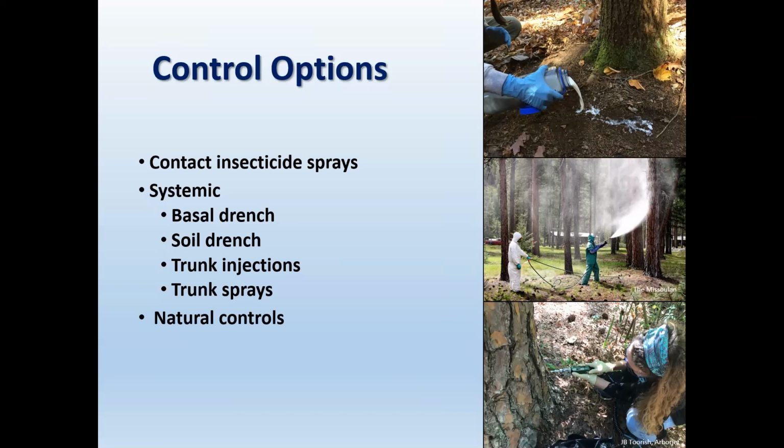I missed one in here. There's a soil drench, a soil injection, and then trunk sprays, which is sort of similar to this, but it's applied much lower on the tree, so it's not quite so messy. And then trunk injections, and there's a picture of me at the bottom doing a trunk injection to a pine tree.